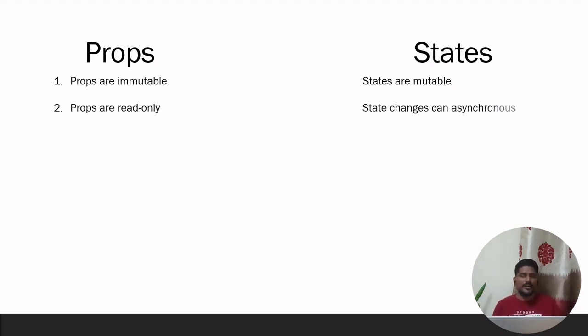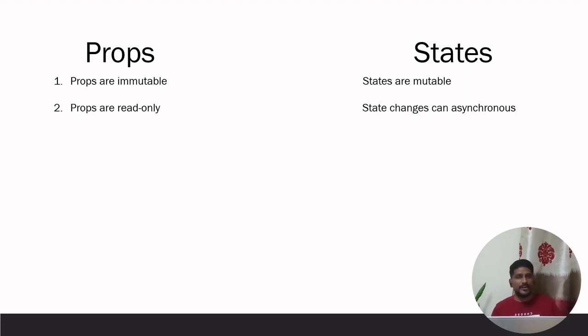Primarily, props and state are the two objects which are used in React application to maintain the state or maintain the flow between the components. So whenever we say props and state, first, props are immutable and states are mutable. Immutable means whenever you try to change the value of the object, it creates a new one rather than changing the current object. That is the first thing.